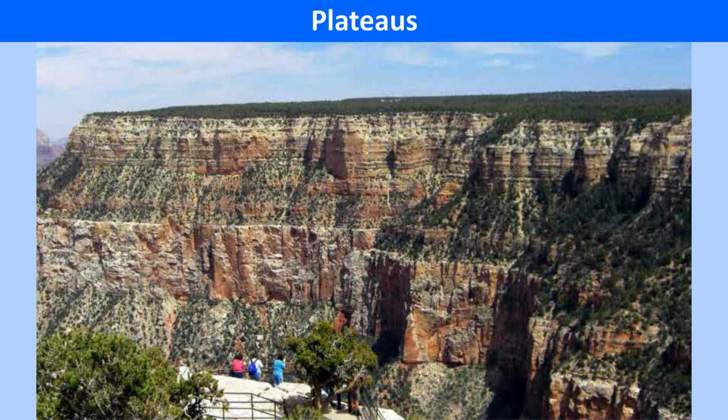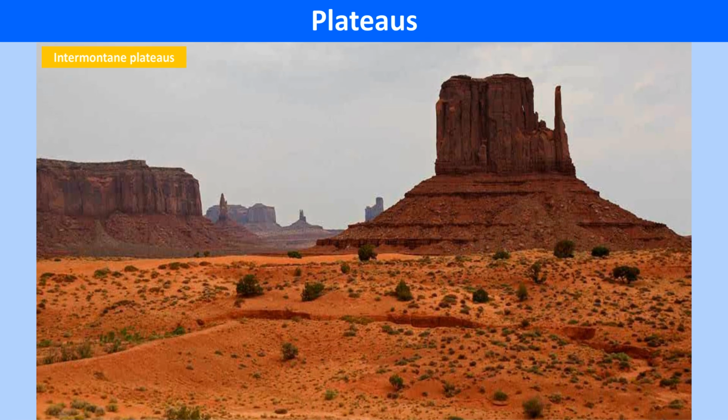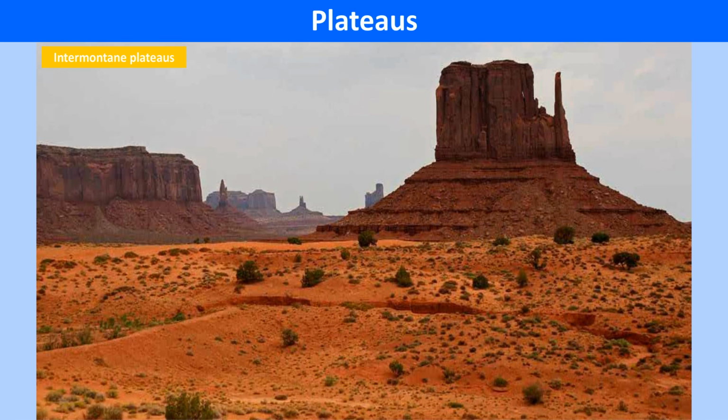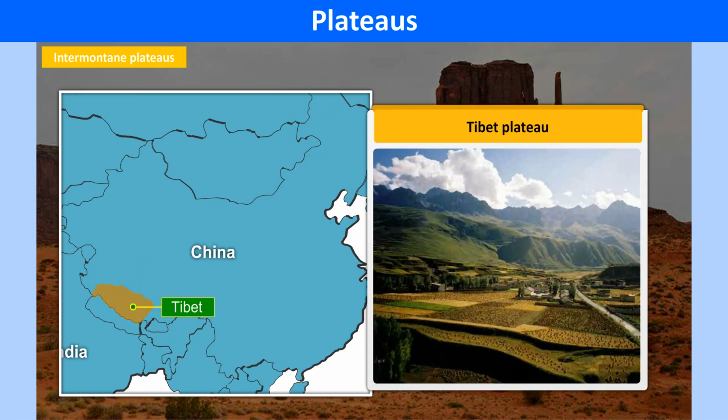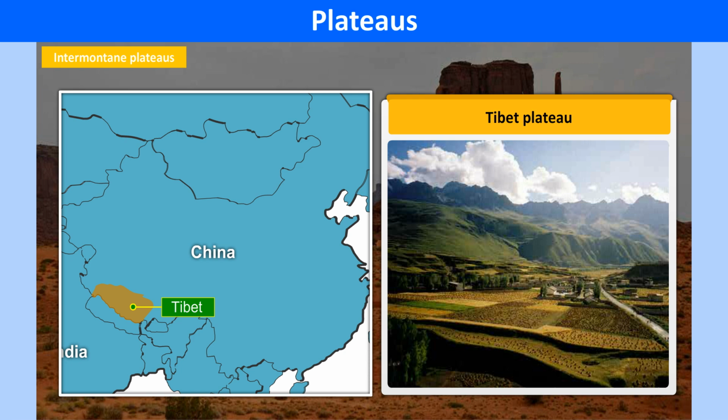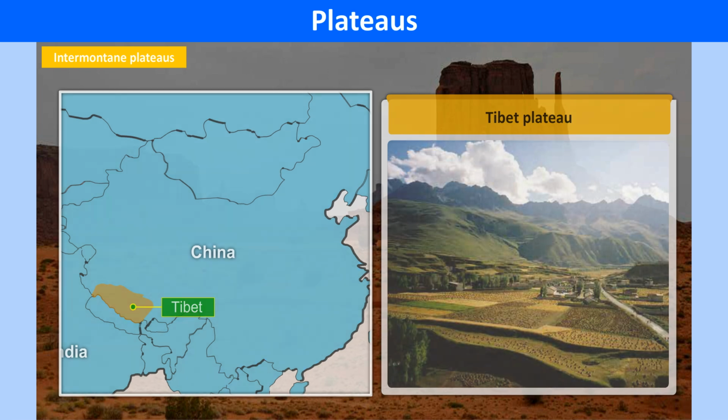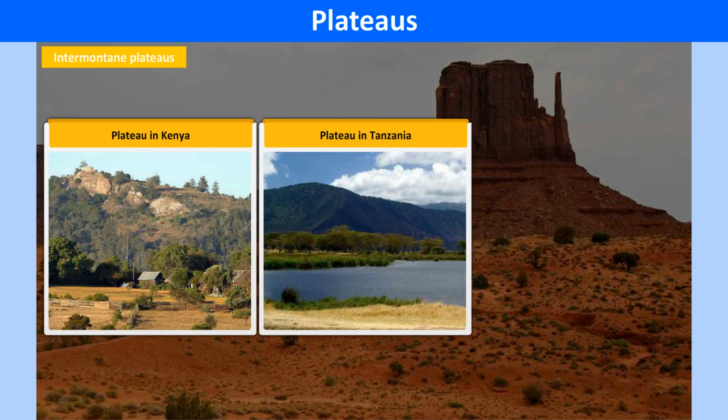Types of plateaus. Plateaus are of three types based on their formation. Intermontane plateaus. High plateaus surrounded by mountains are called intermontane plateaus. The plateau of Tibet is the highest intermontane plateau in the world, with a height of 4,000 to 6,000 meters above the sea level. Some other examples are the plateau of Bolivia, the East African plateau in Kenya, Tanzania, and Uganda.